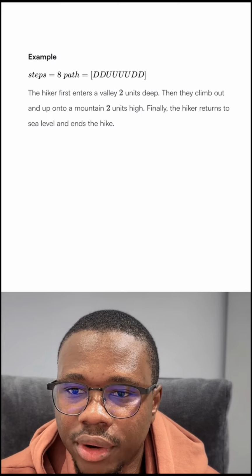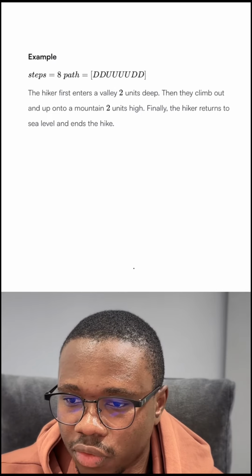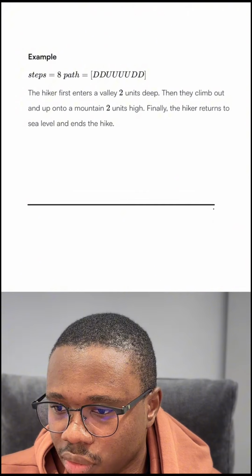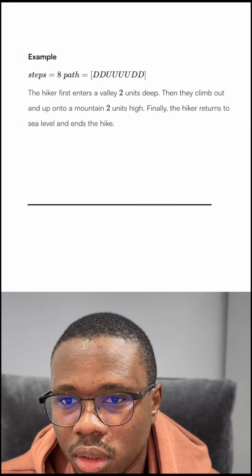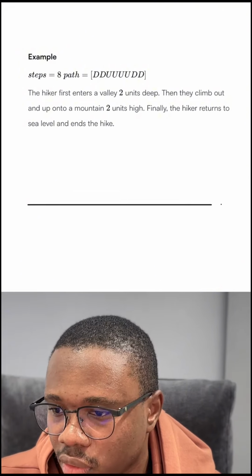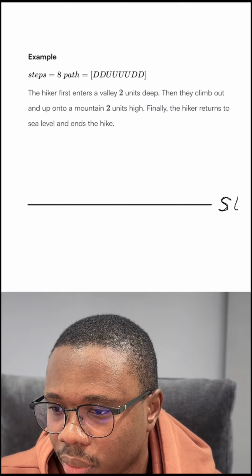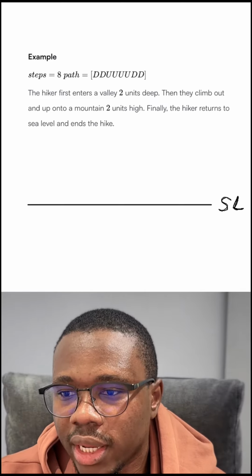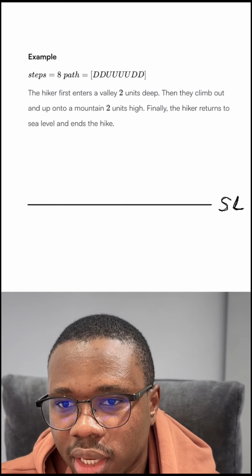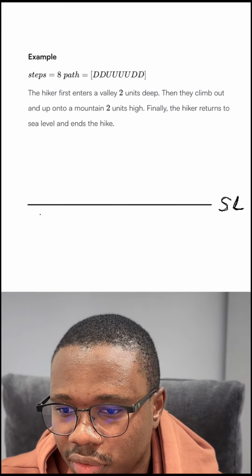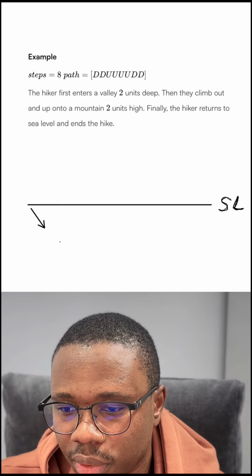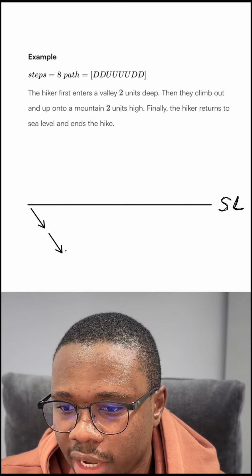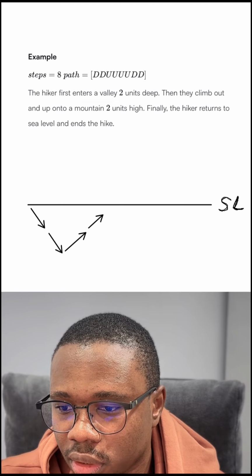I'm going to use a diagram to represent the solution of this problem. So let's say this is our sea level, so our sea level SL. So looking at the path, we can tell that the first step is a downhill step, followed by another downhill step, followed by 4 uphill steps.